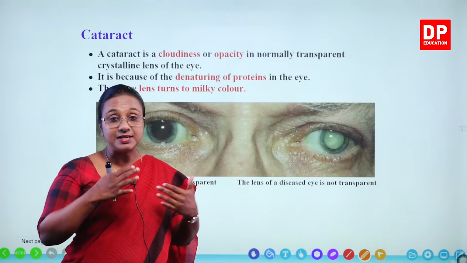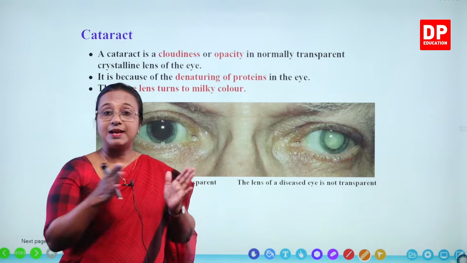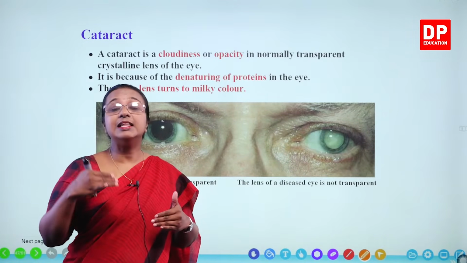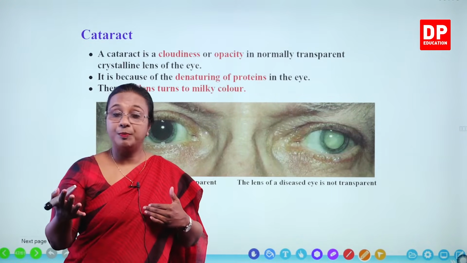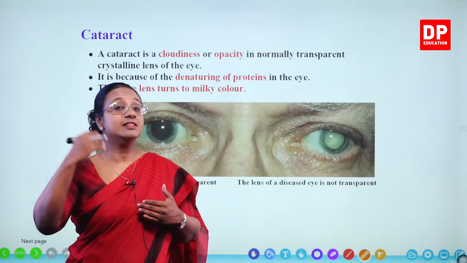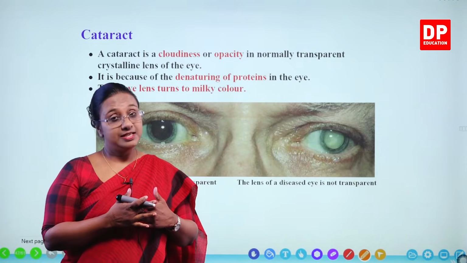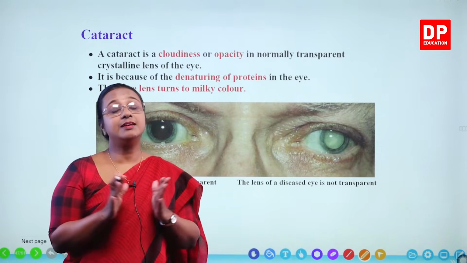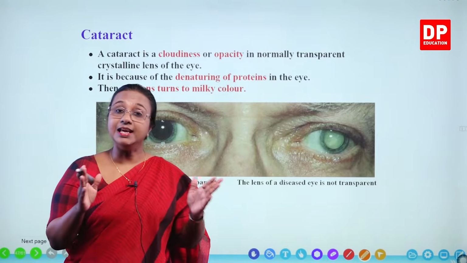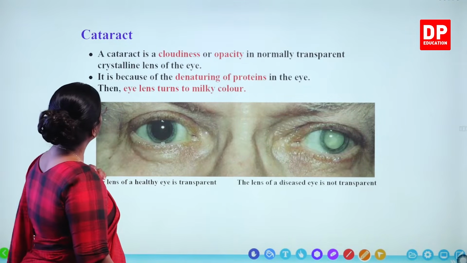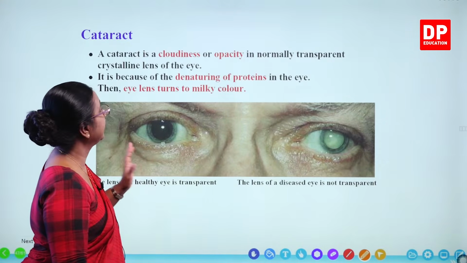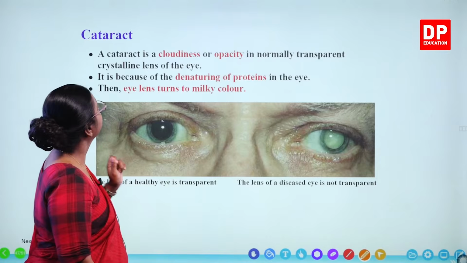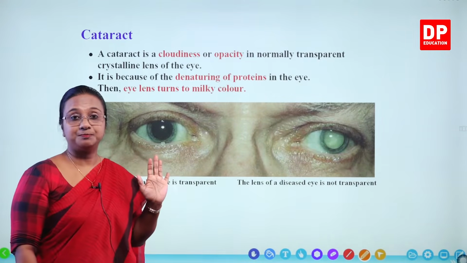This actually happens step by step. It doesn't happen at once. Little by little, the transparency gets reduced and the lens becomes opaque. And at a very late stage of the disease, the lens can become completely opaque. So, a cataract is a cloudiness or opacity in the normally transparent crystalline lens of the eye.